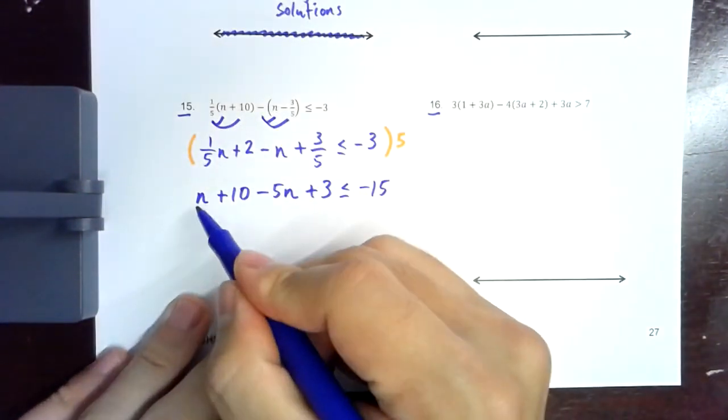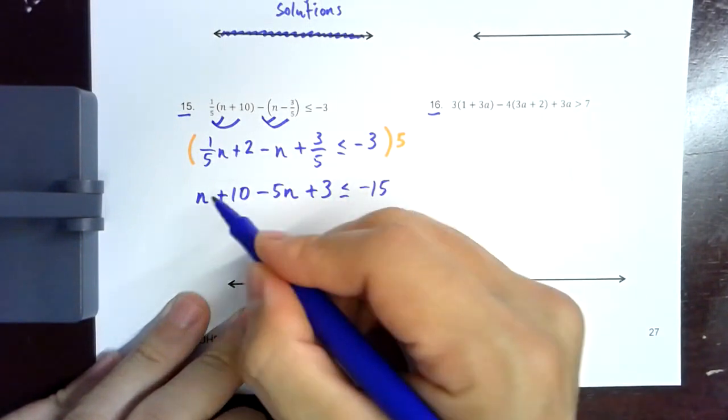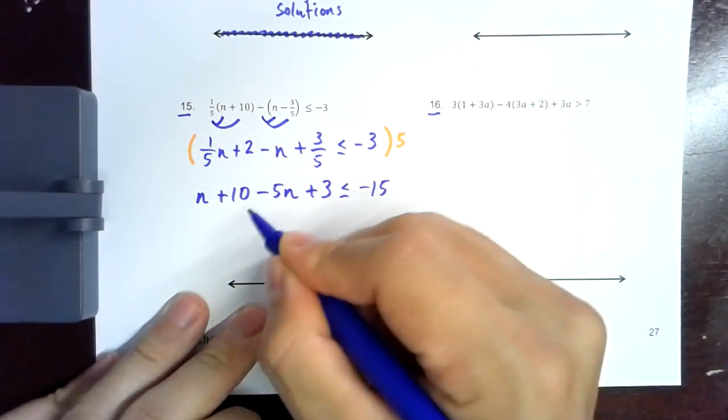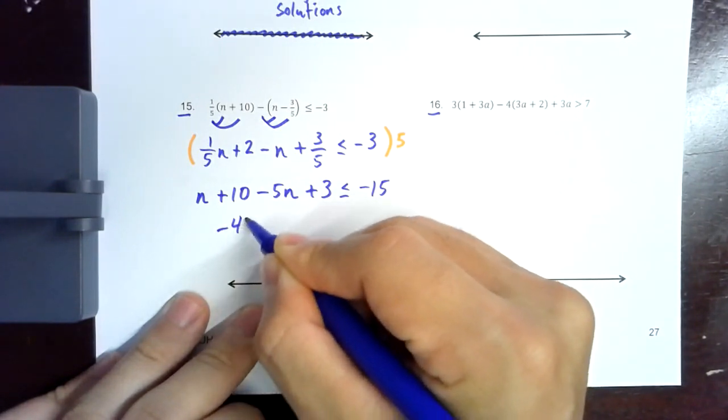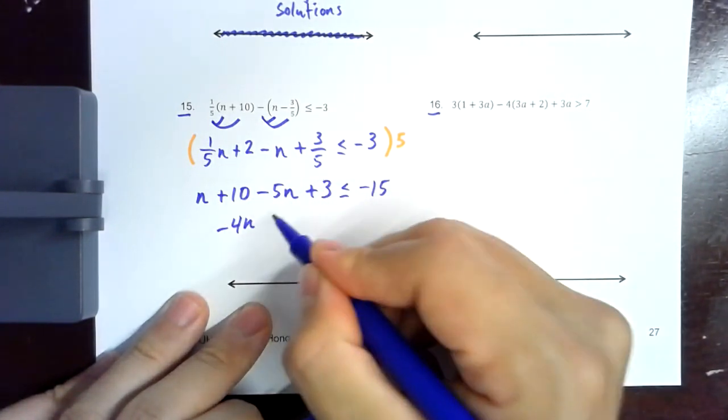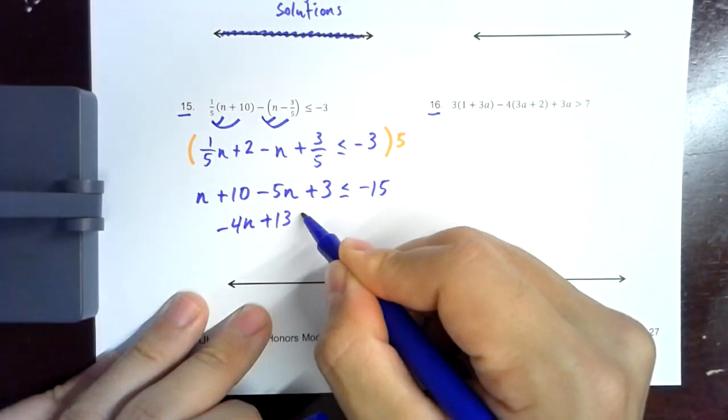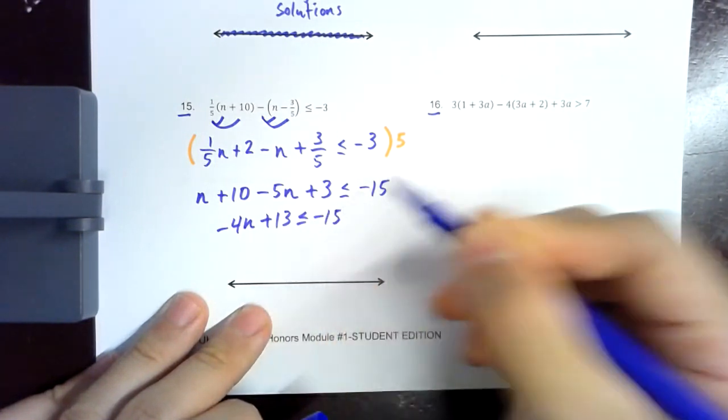Okay, so now combine like terms on the left side. You get n and negative 5n. I always do the variables first. And n and negative 5n is negative 4n. 10 plus 3 is 13. And you get less than or equal to negative 15.